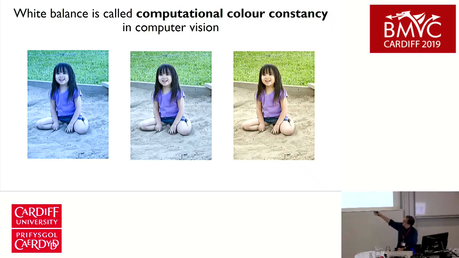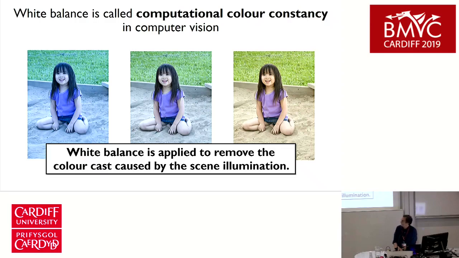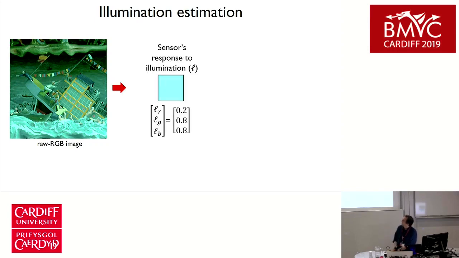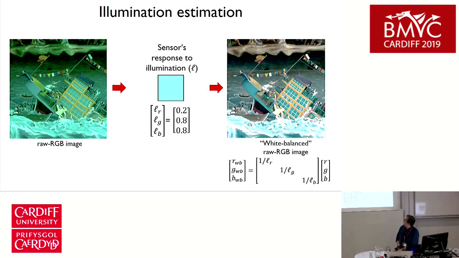You've kind of seen these types of images before where we can see the different color casts. Essentially what we're trying to do with white balance is remove the color cast due to the illumination. The challenge is, if I give you an image, you have to estimate what the illumination appearance is to the sensor. From a single image, you're trying to estimate the sensor's response to the illumination. This is just an RGB vector, okay? And then once you have this RGB vector, you just divide it out. So this is the white balance procedure.